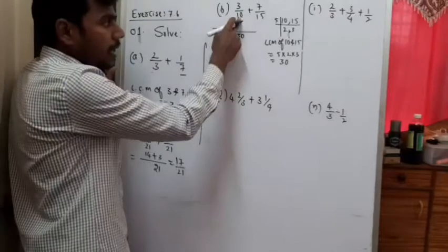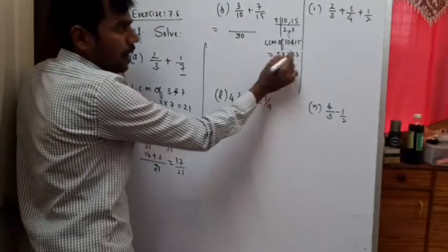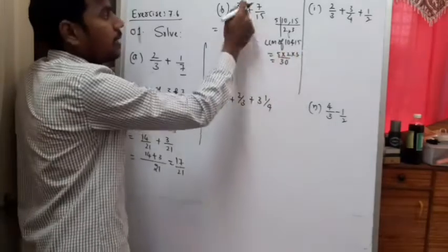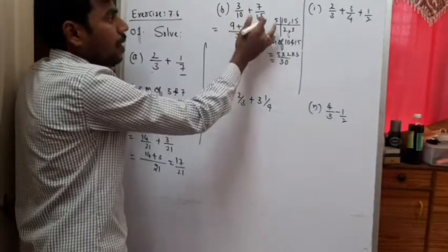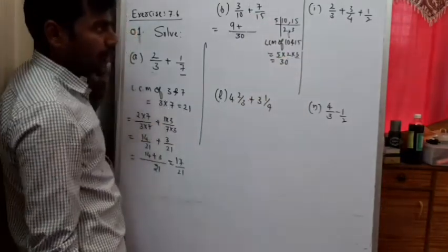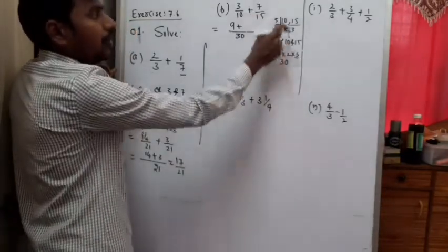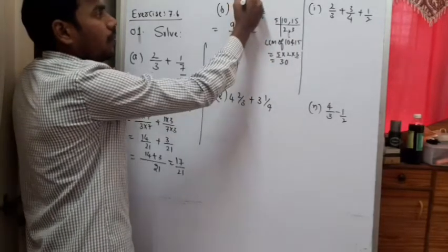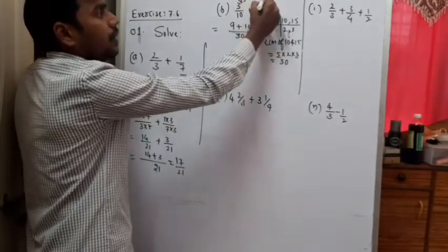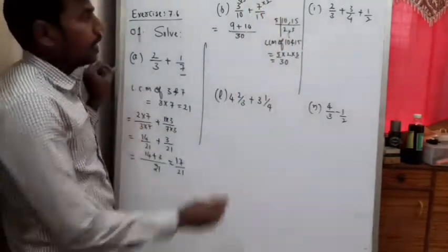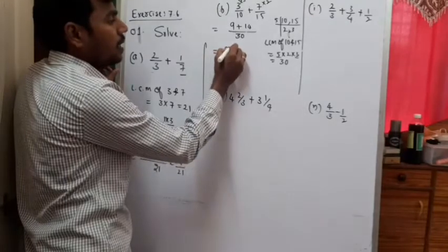To make 10 into 30: 5 twos are 10, this combination gives me 10. What is left? 3. So 3 threes are 9. Which combination gives 15? 5 and 3 give me 15. What is left? 2, so you need to multiply by 2. 7 twos are 14. Here you multiplied with 3, and here you multiplied with 2. 14 plus 9 is 23 divided by 30.